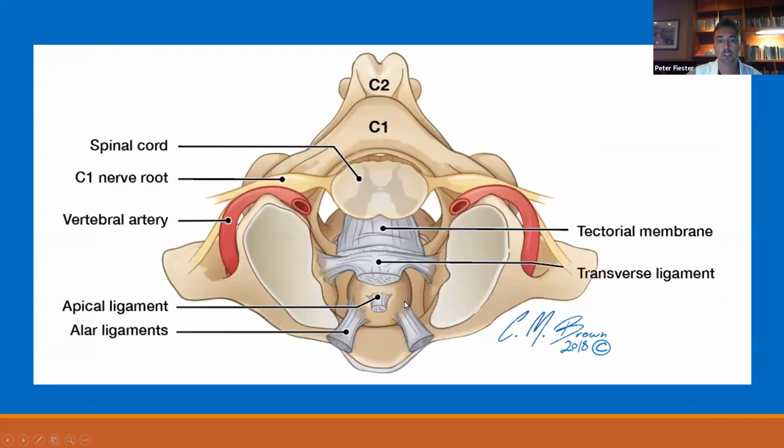Function number two, of course, is that it's going to prevent anterior translation of C1 in relation to the dens. So it's a very important ligament, and an easily seen ligament on MRI.